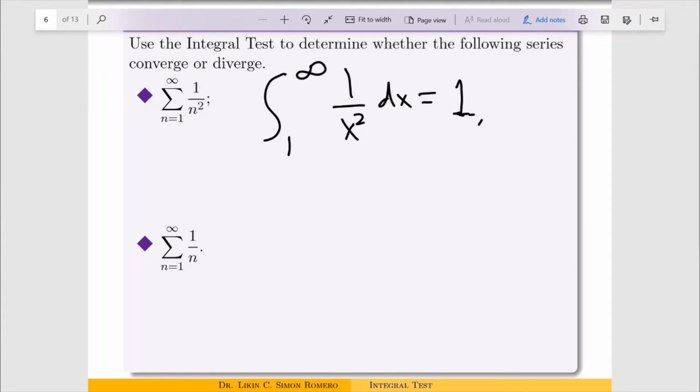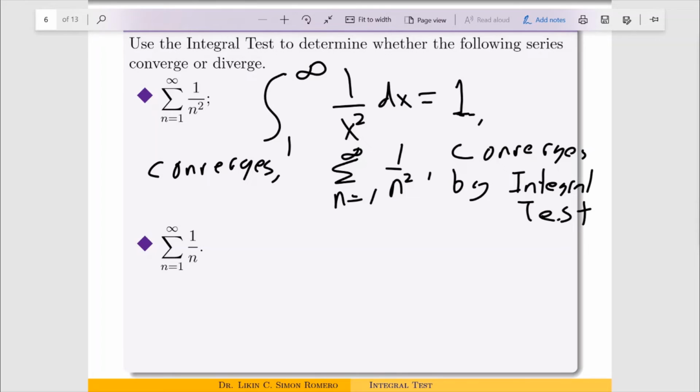Since this improper integral is equal to 1, a finite number, it converges. And thus, our series, n equals 1 to infinity of 1 over n squared, converges by the integral test.